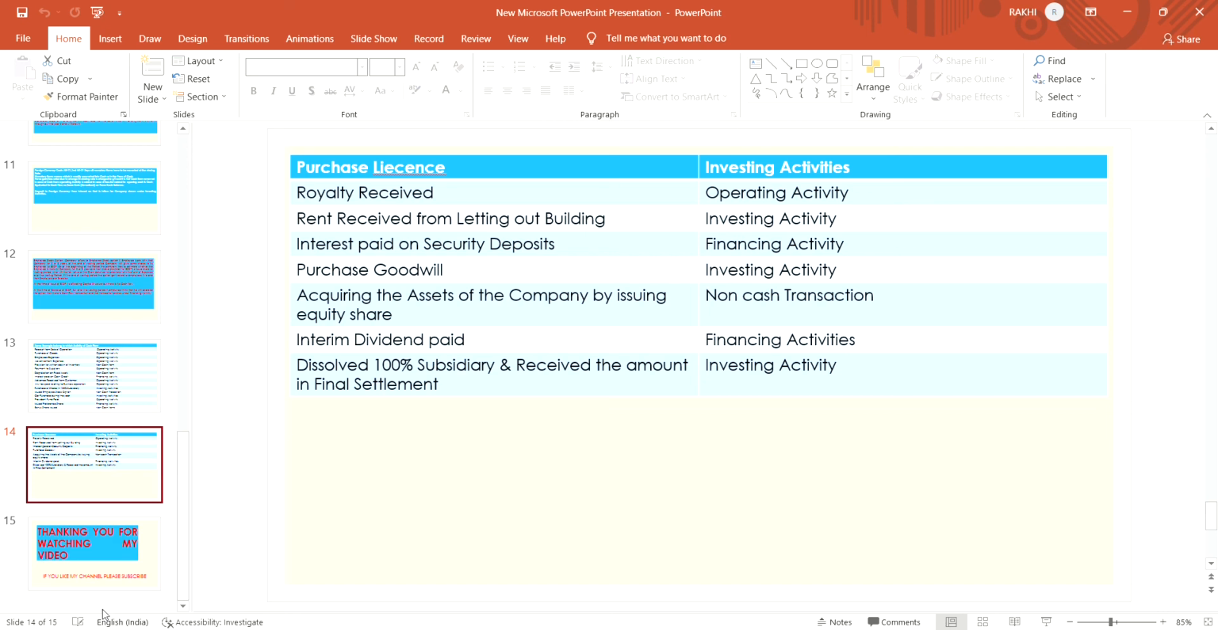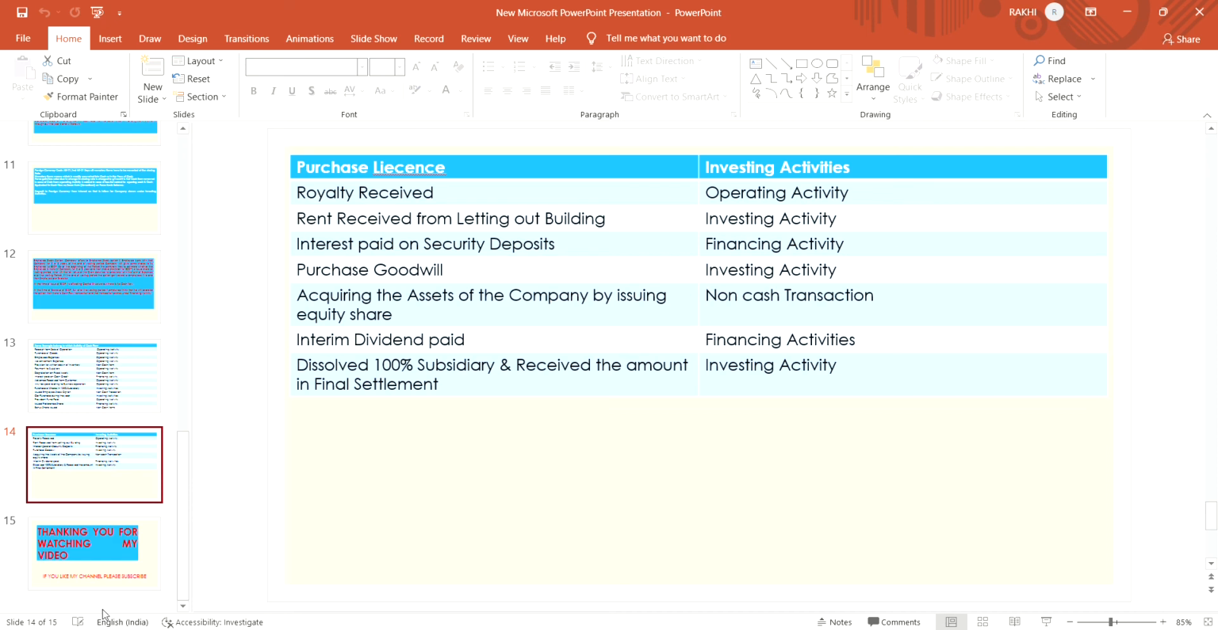Rent received from letting out building: if you have given any building on rent and you are receiving rent, these transactions depend on the nature of the business. In general, rent received from a building is an investing activity. If the person's business is something else, and he has 2-3 buildings which he has given on rent, that is for investment purpose, and the rent he receives is an investing activity. But if the main operating activity is real estate business, and he is giving property on rent, then that is an operating activity.